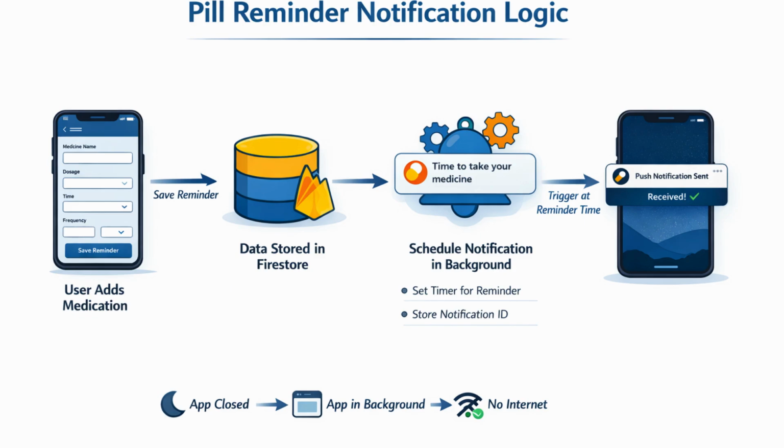Here's the flow. The app calculates the delay until the next dose. It schedules a trigger with the mobile OS. Even if you kill the app or restart your phone, the OS keeps that trigger in its queue. This offline-first approach for reminders ensures that the notification logic lives independently of the app's lifecycle. It's the difference between a simple UI project and a real-world utility app.